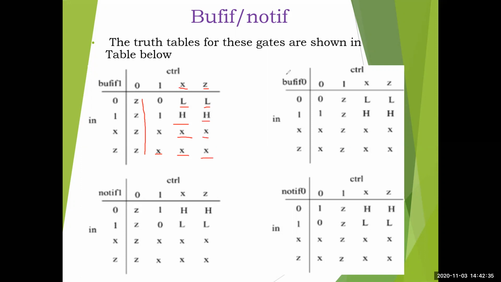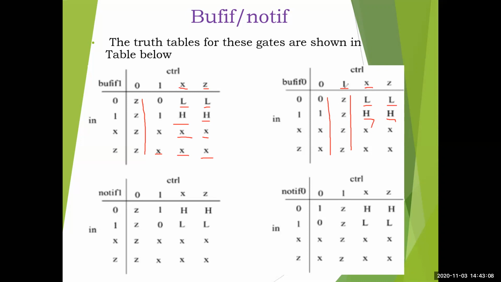Similarly, if you see the bufif0, if the control is 1, then the output will be Z. If the control is 0, it will act as a buff gate, so that is 0, 1, x, x. That is the first part. Similarly, if the control is x, the output will be L, H, x, x. If it is Z also, the same: L and H, x, x. So this is about the buff gate.